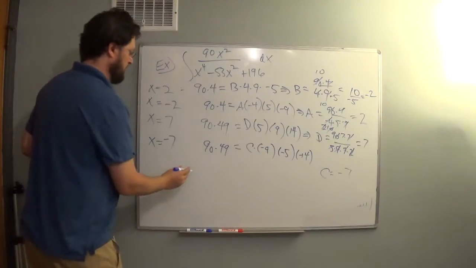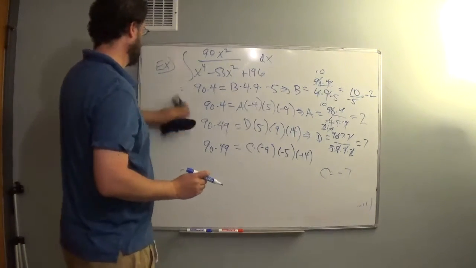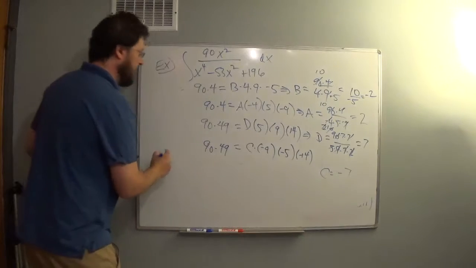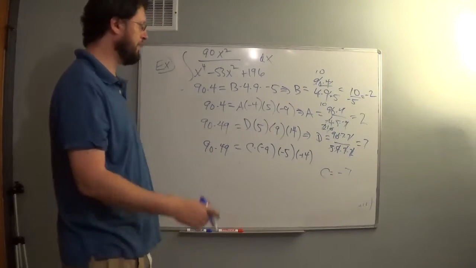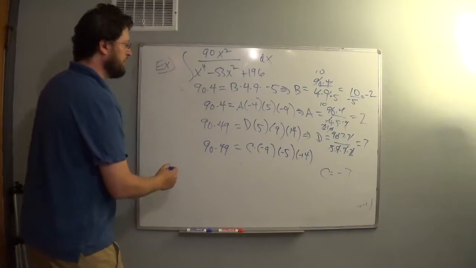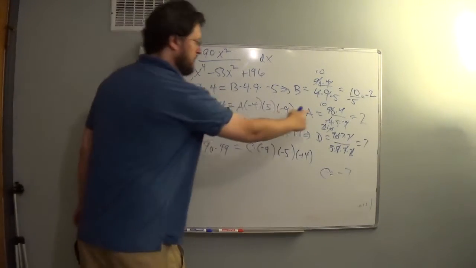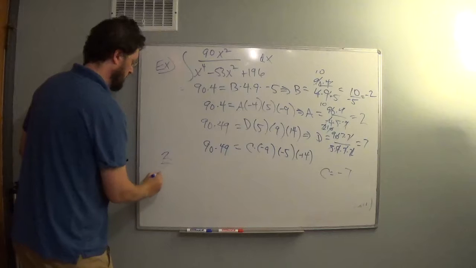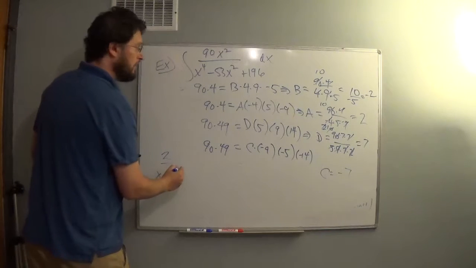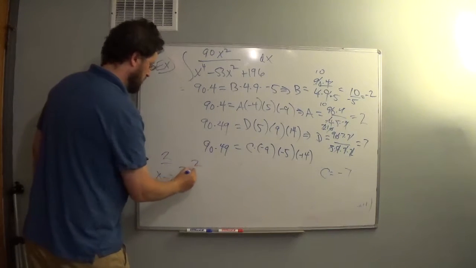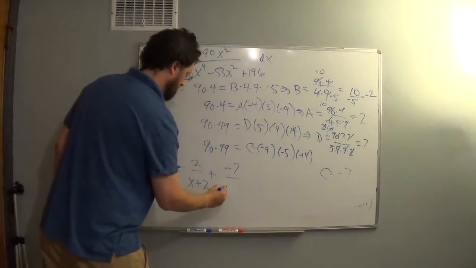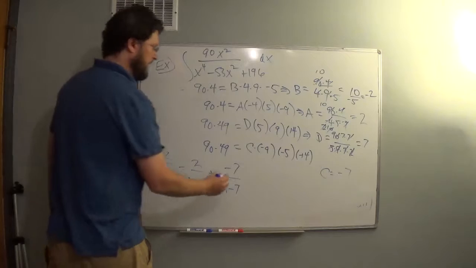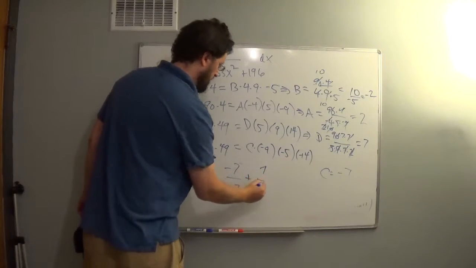So our integral was A over x minus 2, B over x plus 2, C over x minus 7, D over x plus 7. So we end up getting A was here, so that's 2 over x minus 2, plus the B, which is minus 2 over x plus 2, plus C, which is negative 7 over x minus 7, and D is 7 over x plus 7.